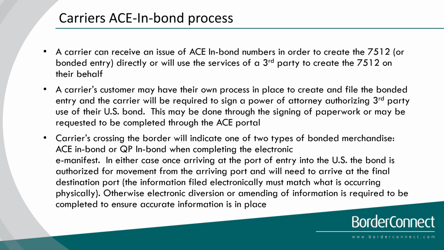Carriers crossing the border will indicate one of two types of bonded merchandise, ACE in-bond or QP in-bond, when completing the electronic e-manifest. In either case, once arriving at the port of entry into the U.S., the bond is authorized for movement from the arriving port and will need to arrive at the final destination port. The information filed electronically must match what is actually occurring physically. Otherwise, electronic diversion or amending of information is required to be completed to ensure accurate information is in place.